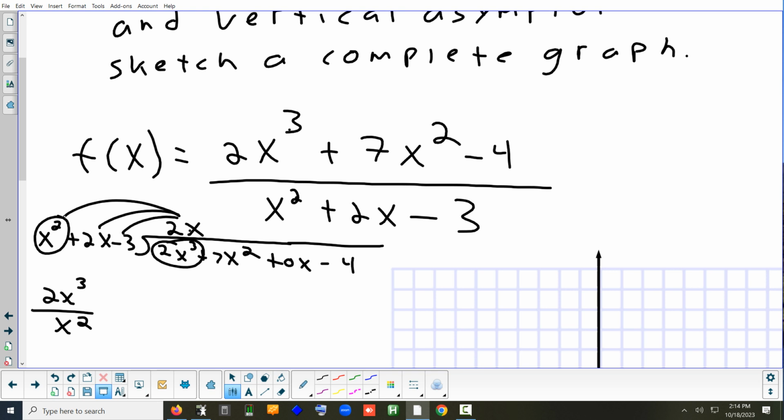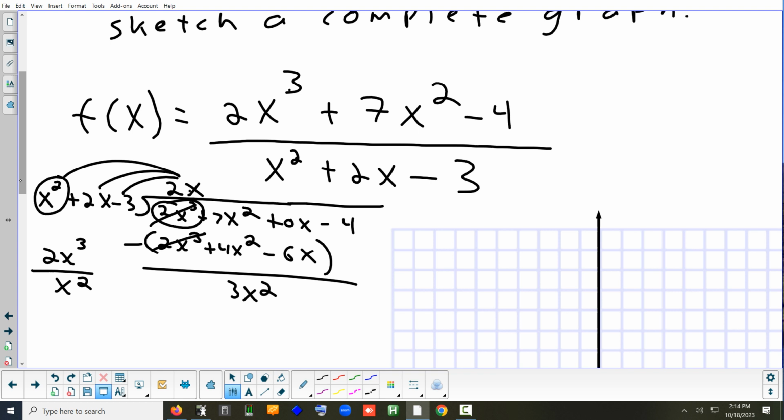What's 2x times x squared? 2x cubed. Perfect. What's 2x times 2x? 4x squared. And what's 2x times negative 3? 2x times -3 is -6x. Okay, and now we're going to take these columns, and what do we do with them? Subtract. Yep. 2x cubed minus 2x cubed is gone. What's 7x squared minus 4x squared? 3x squared.